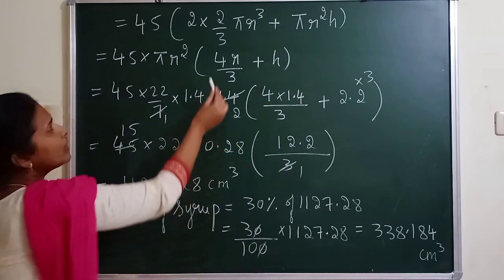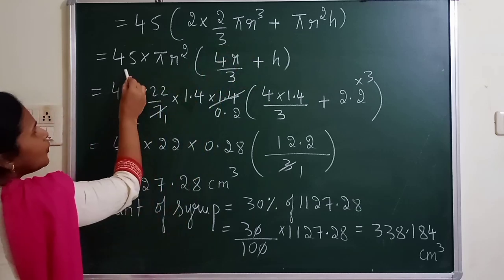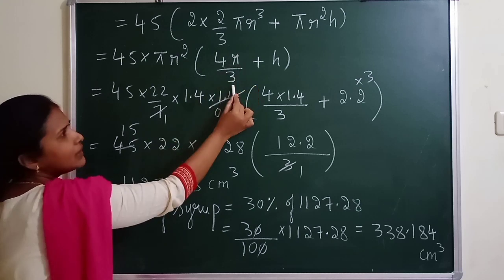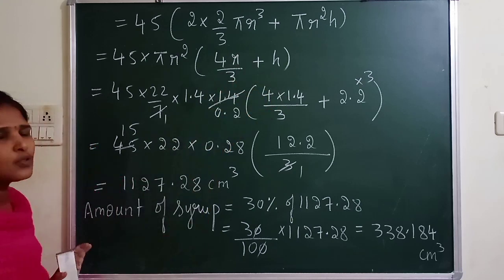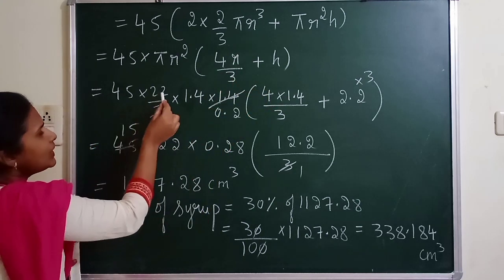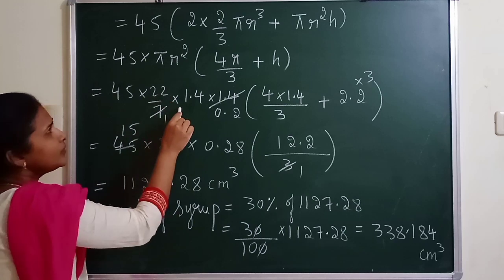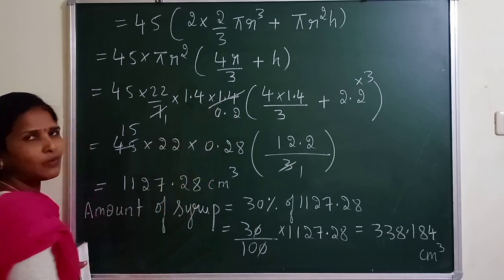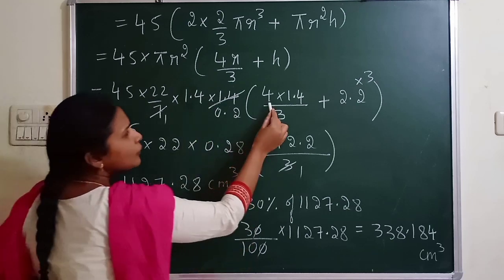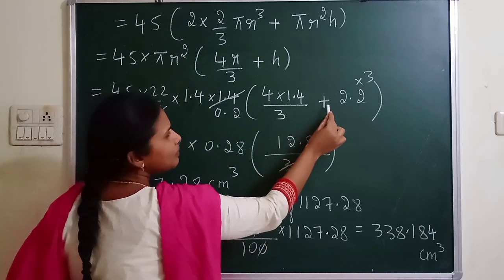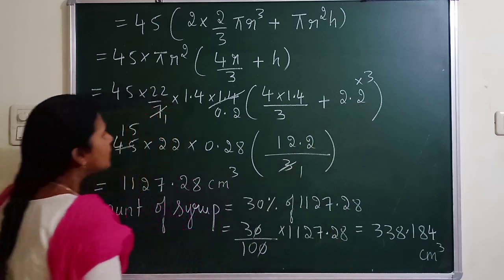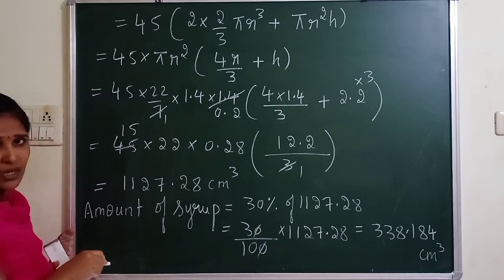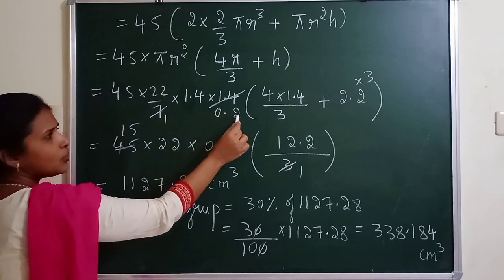Now in this you can take pi r square common. So 45 into pi r square into the remaining, 4r by 3 plus h. Now substitute the values. 45 into 22 by 7 into radius 1.4, and you have 2 radius here. Once again write 1.4 into 4 into 1.4 by 3 plus 2.2. So here cancel: 7 ones are 7, 7 twos are 14, but you have a point, so 0.2.